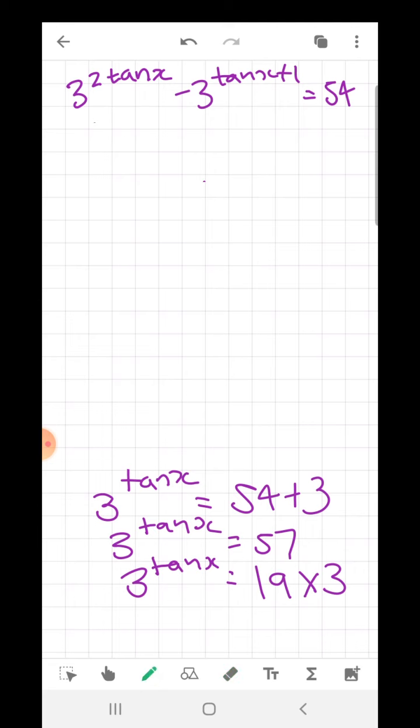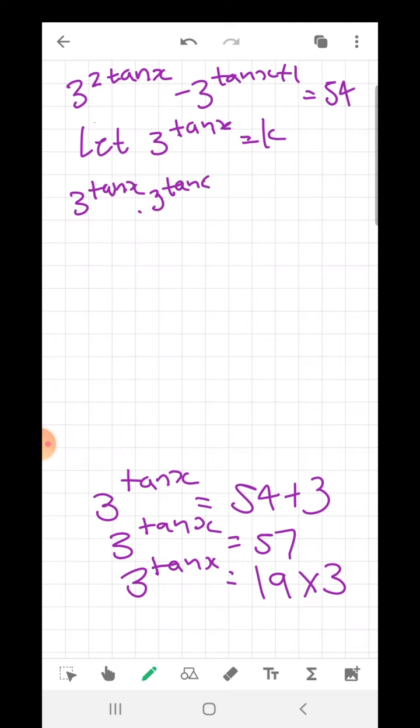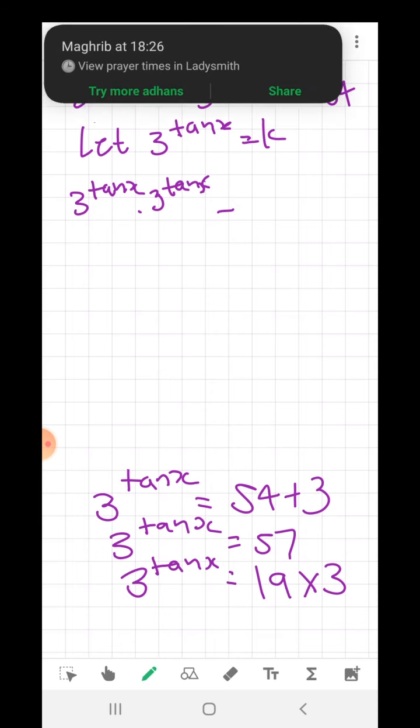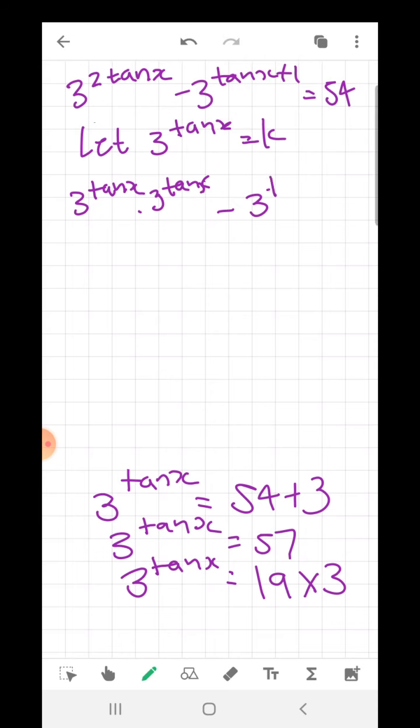This was a bit weird, because a trig identity was actually part of your missing variable, which is strange, right? Because usually you're just solving for like a 3 to the power of x or 3 to the power of y, not having like tan or sine or cos in the thing you're taking out. But just remember that it can be that way. So you're going to say let 3 to the power of tan x equal k. So it's going to be 3 to the power of tan x multiplied by 3 to the power of tan x, minus 3 to the power of tan x times 3 is equal to 54.